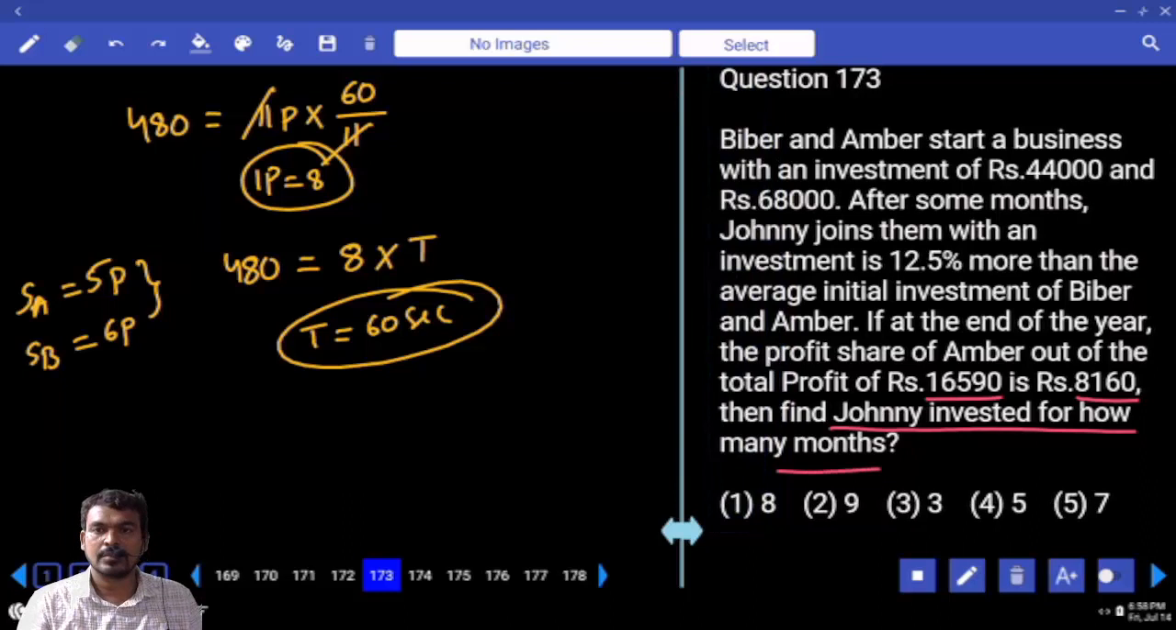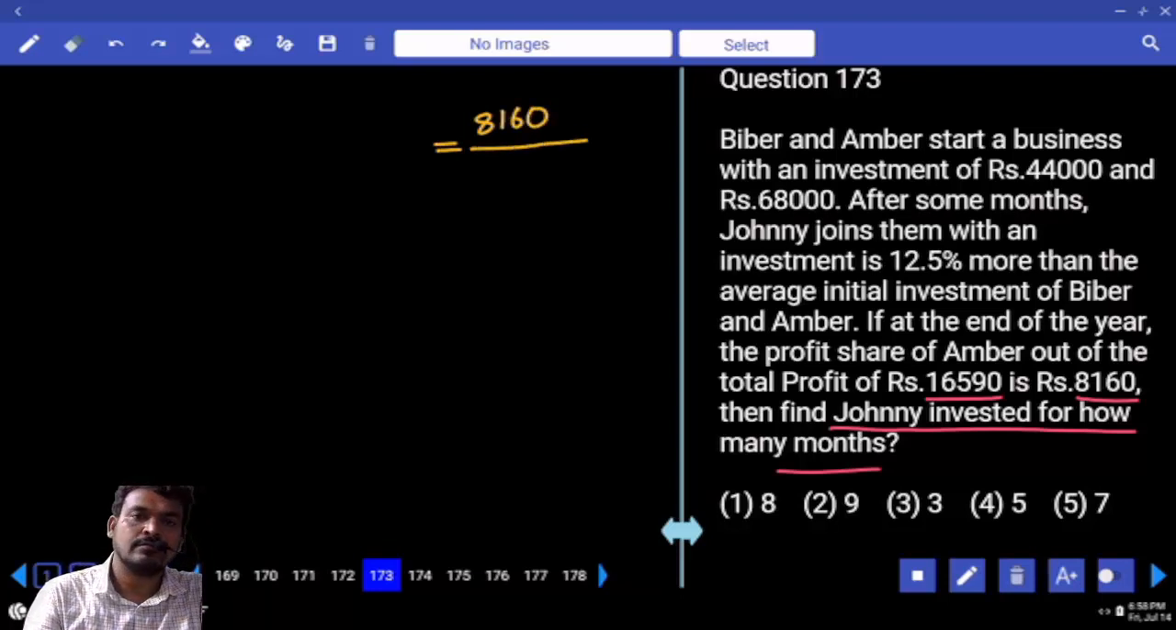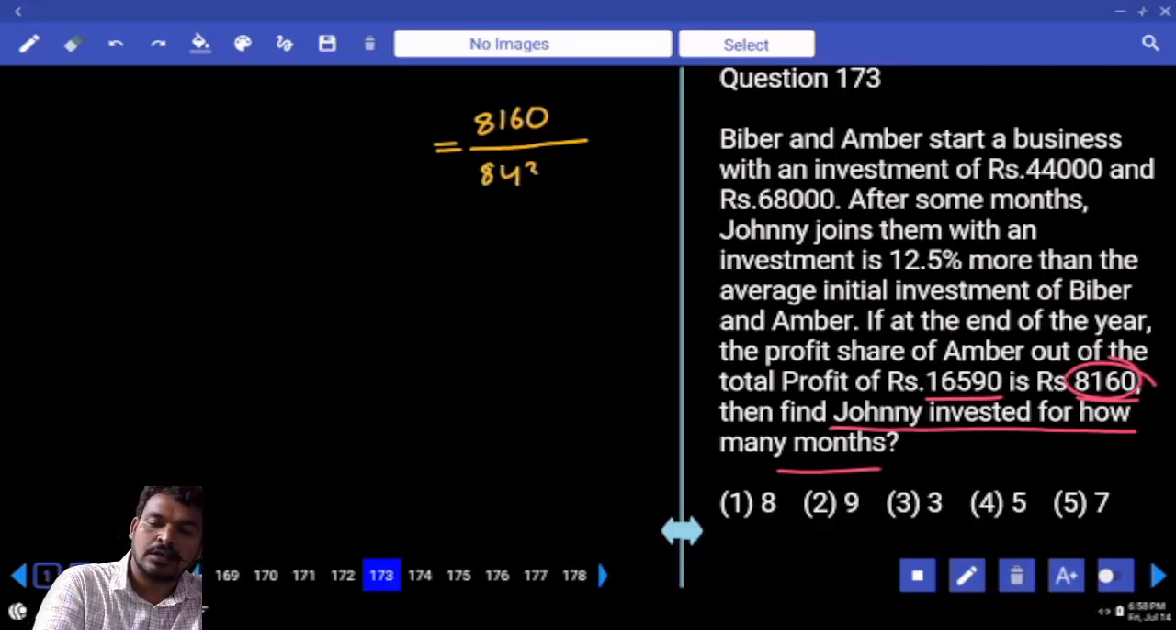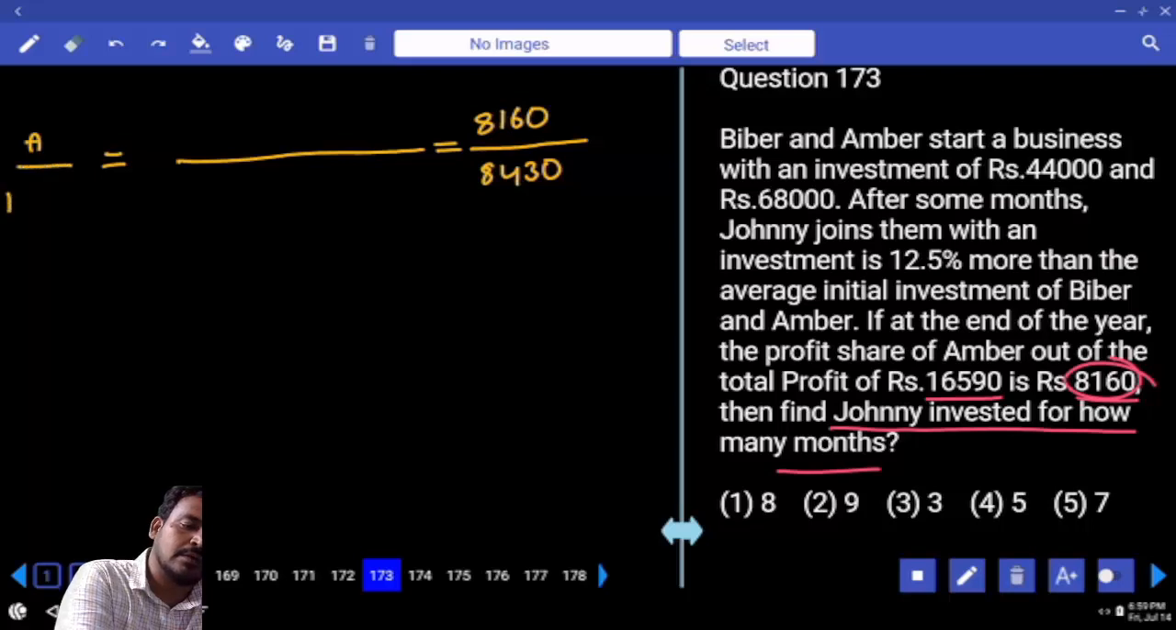How many months? Okay. First of all, what is the A profit given? 8160. What is the total profit? 16,590. Out of 16,590, we subtract 8160. What is the remaining? 8430. In the numerator, which profit? A profit. In the denominator, B and J profit. Numerator is A profit and denominator is B plus J profit.